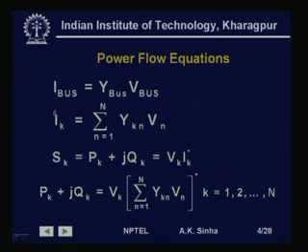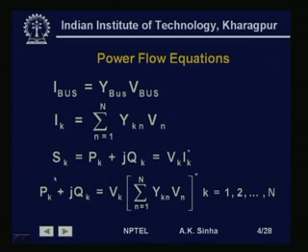We also saw that we can write this equation at any individual bus k as current injection I k is equal to summation from n is equal to 1 to capital N, where capital N is the number of bus bars, y k n into V n, where y k n is the admittance, the knth element of the Y bus, and V n is the voltage phasor at bus n.